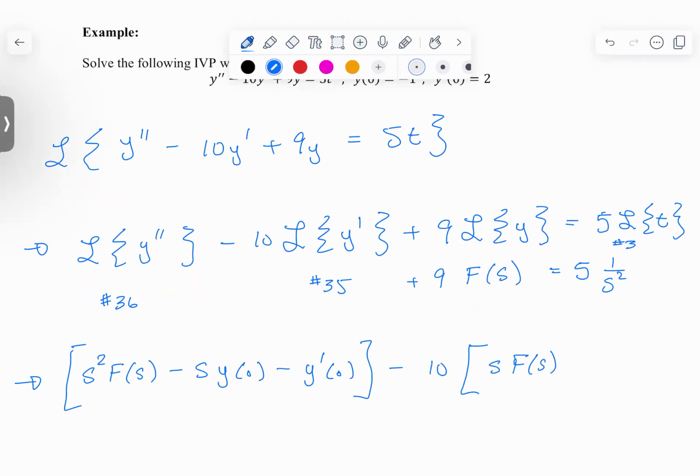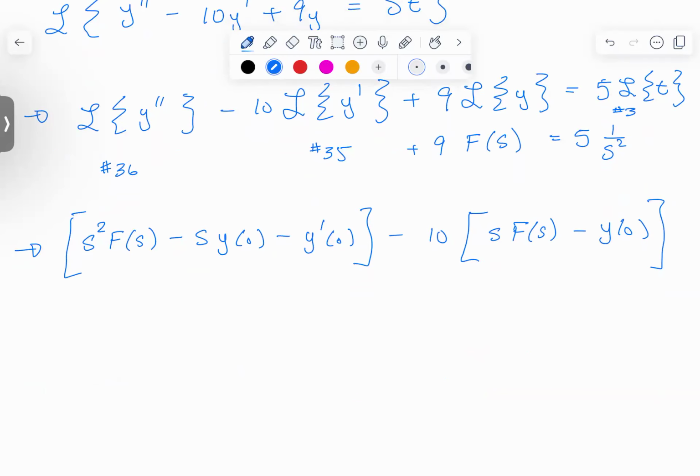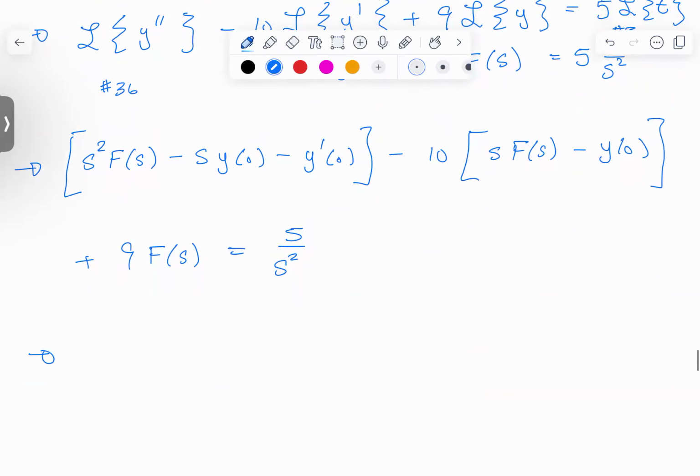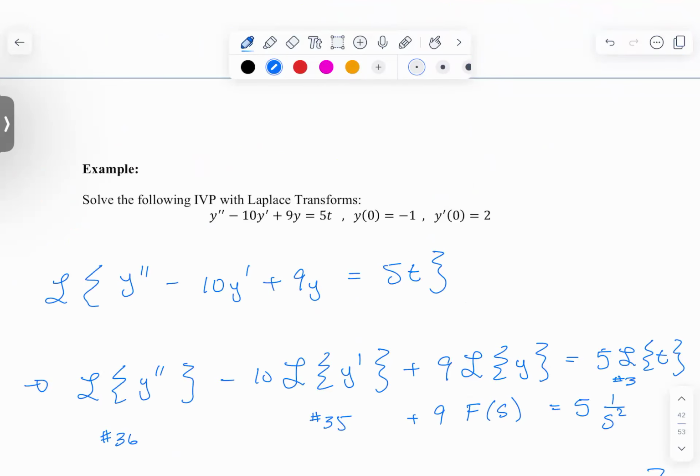s F of s minus y of 0, because our initial conditions are y's, plus 9 F of s equals 5 all over s². I could bring that through, but here's the strength of the Laplace transform. Y of 0, y prime of 0, what are those? Initial conditions. So here's the strength of Laplace transforms.